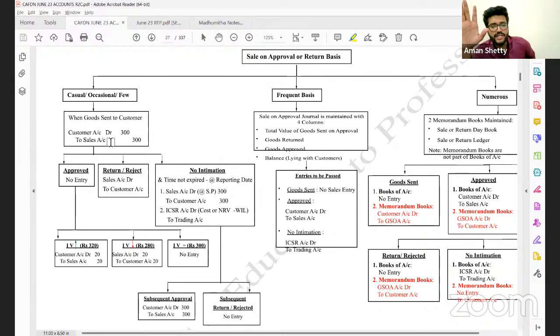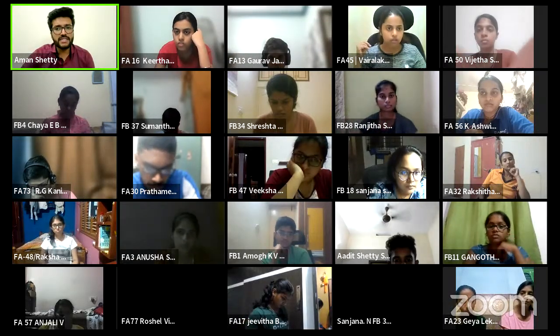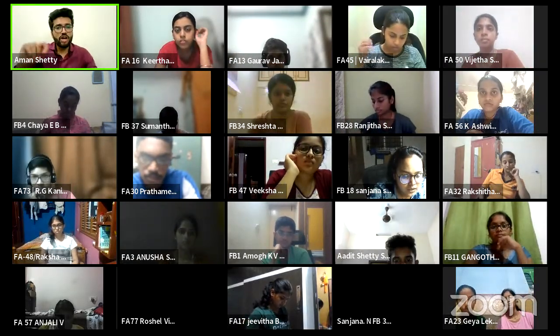Third one is the most important, very important. When there is no intimation received, and very important, time also has not expired as at the reporting date, then what is the entry we pass? We have to reverse the sale transaction because as on 31st March, for my financial statement purposes, is it an actual sale if the approval is not yet received? No. Just tell me, it is not a sale. So you reverse the sale transaction, and it is my stock which is lying with the customer, correct?